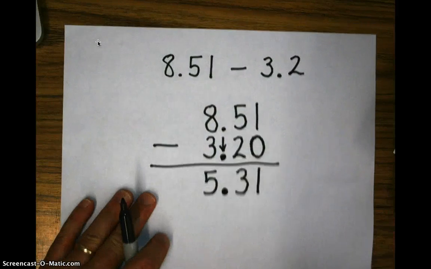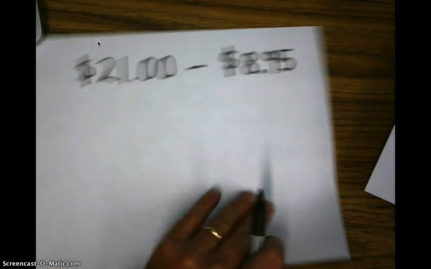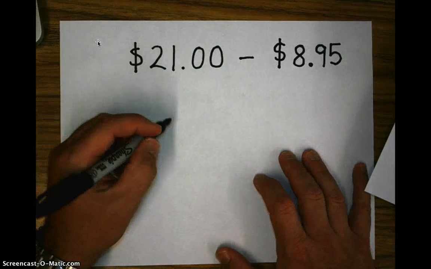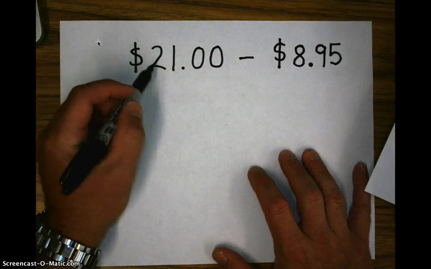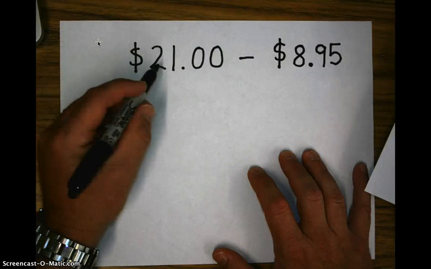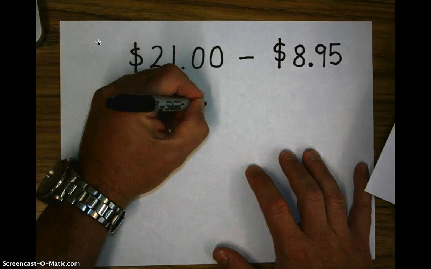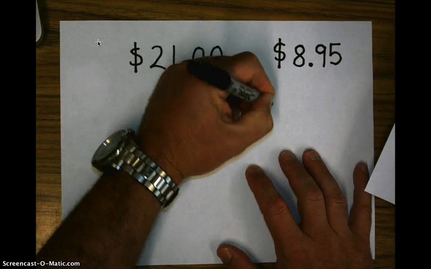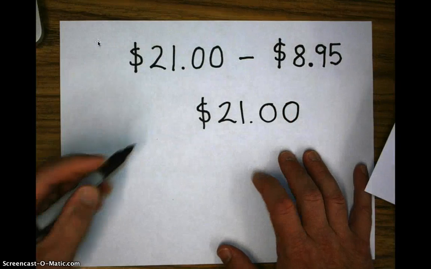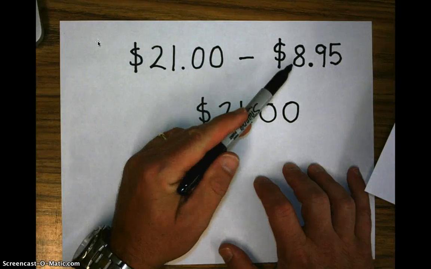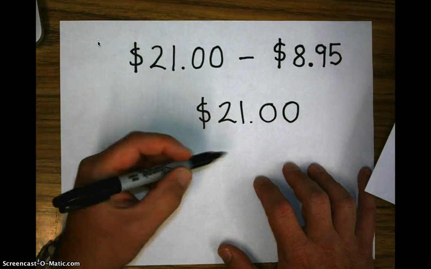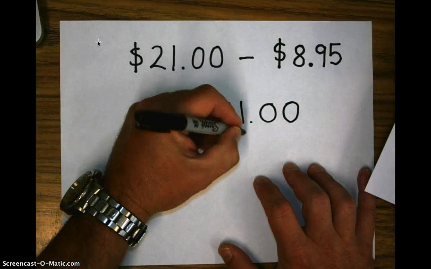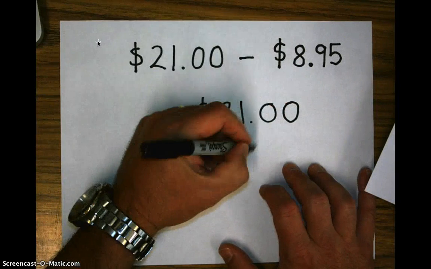All right, one more. What about subtracting money? Which of course means spending it, something we all love to do, spending money. So let's say I walk into the store with $21. That's going to be my number up on top, $21. And I spend $8.95. So if I'm spending it, I'm subtracting it. So I'm going to subtract, and again, put my decimal straight down there.